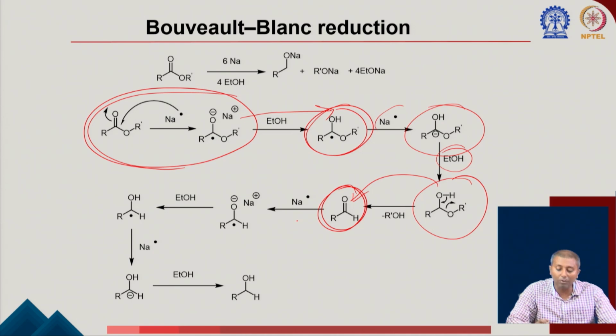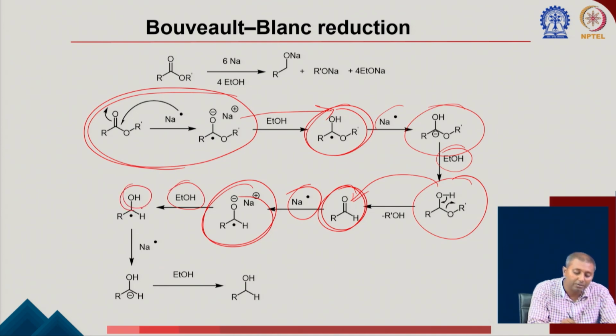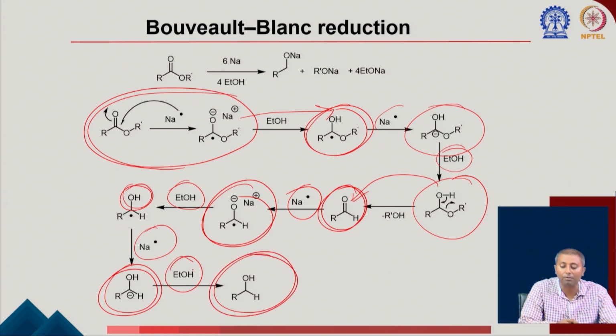Okay, and now the aldehyde is going to get further reduced with sodium, so it is going to form the O minus and the C dot, correct? And then ethanol can give an H plus to make the OH. You have a C dot. Now the sodium can give one more electron to become a minus, and then once you have ethanol, it is going to form the corresponding alcohol.